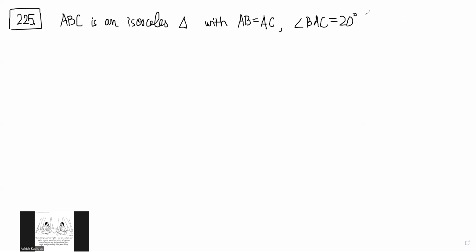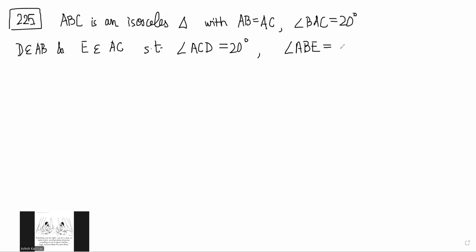Construct the points D belonging to AB and E belonging to AC such that angle ACD is equal to 20 and angle ABE is equal to 30. And then you have to find angle CDE, right? Yes sir.